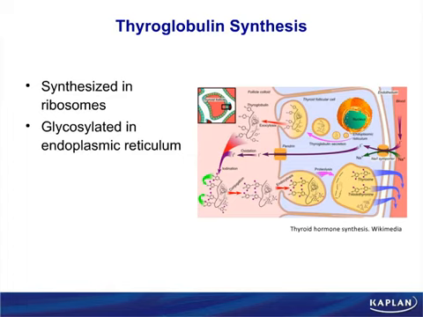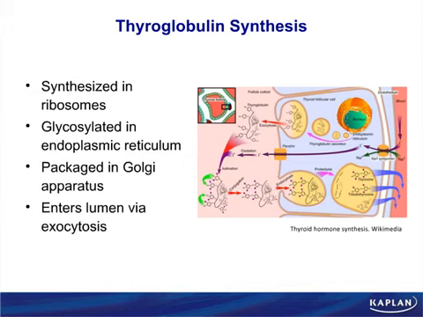Just a spoonful of sugar makes reticulum go down. And packaged in the Golgi. And it enters the lumen from exocytosis. And there it stays for months until you're ready. Welcome to thyroid hormone synthesis. It's easy.